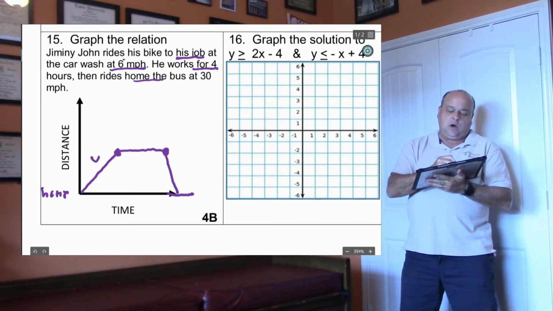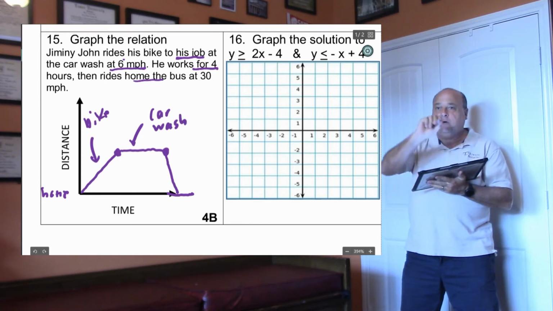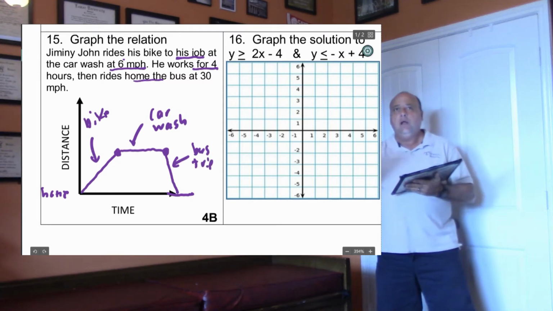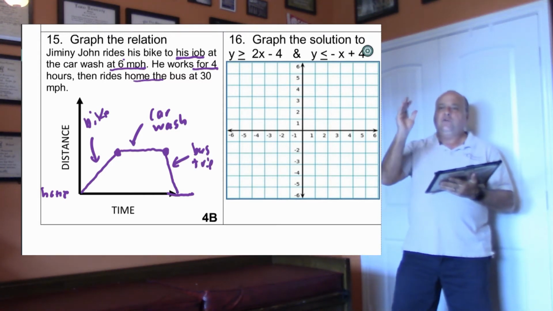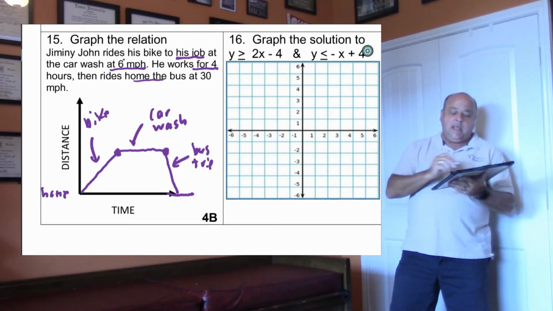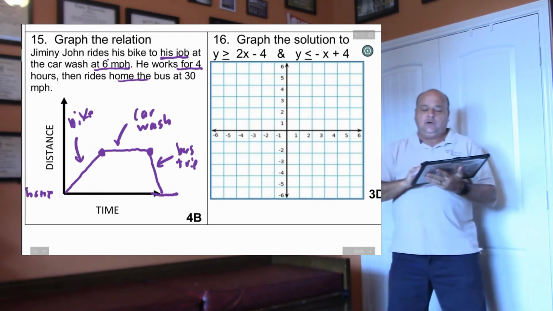Okay, so this part right here is biking. This part right here is at the car wash. He's not moving when he's at the car wash. He's staying steady. And this is the bus trip home. Notice that the bus trip is steeper because you're going faster. So the faster you're going, the steeper the line's going to be, either going up or going down. And remember, when he's on the x-axis, he's at home. Let's do number 16.